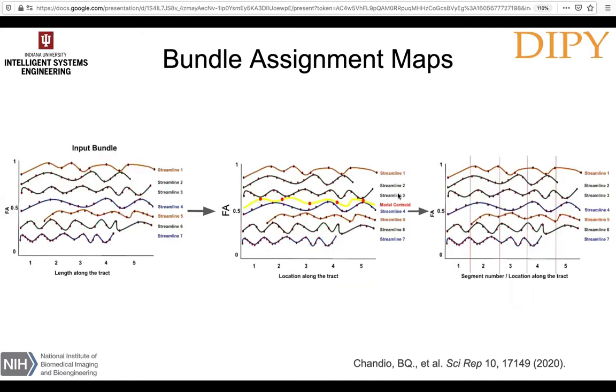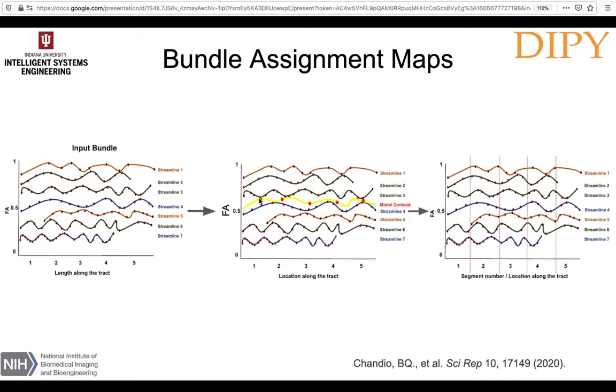And then in this case, we have 5 centroids on the model bundle. What we do is we take each point from each streamline and calculate the Euclidean distance from that point with all the model bundle centroids. So in this case, if it is closer to this centroid, it will have a minimum distance between these 2 points. We assign that point to this centroid, or we just give it a label, segment number.